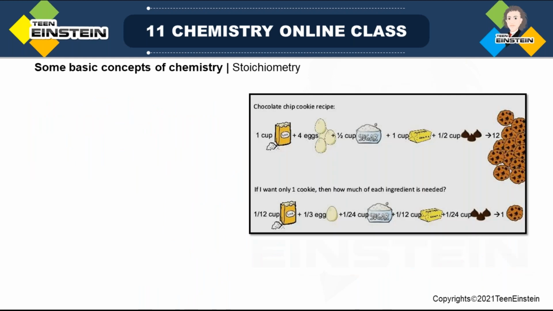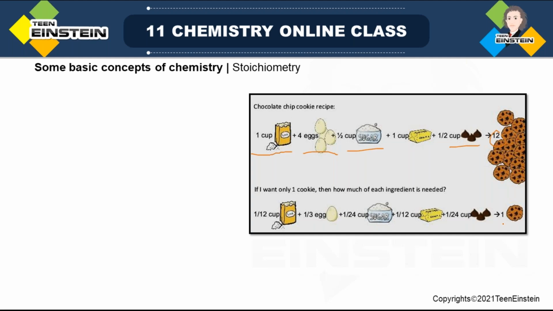Our next topic is stoichiometry. Just look at this picture. Here, if we consider a chocolate chip cookie recipe, what do we need? Suppose you want to prepare 12 cookies. So for that you need 1 cup flour, then 4 eggs, half cup sugar, then butter, chocolates, etc. So these are the ingredients that you require. Total 5 ingredients are there, and their corresponding amounts are also there.